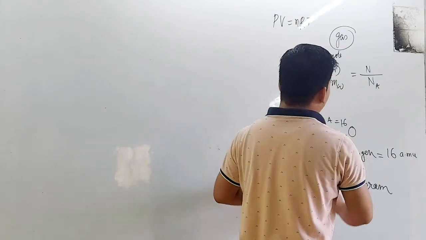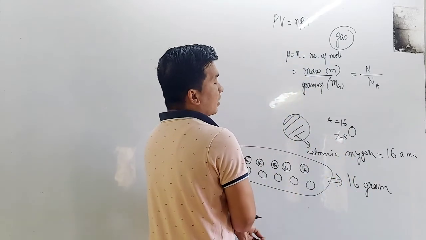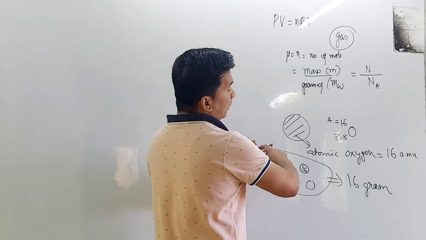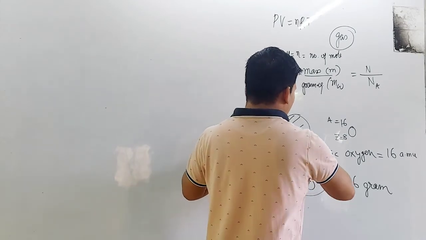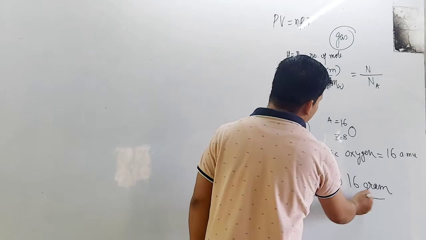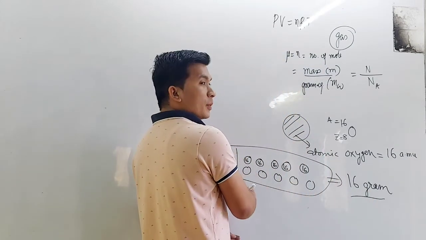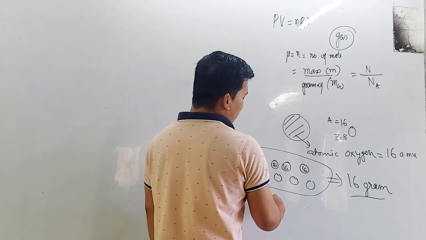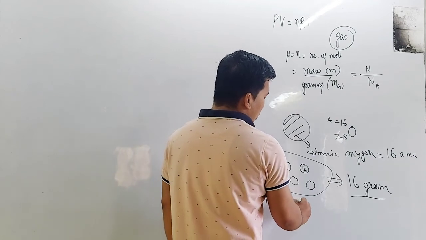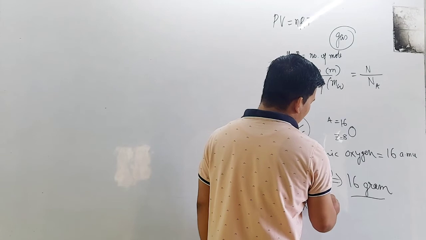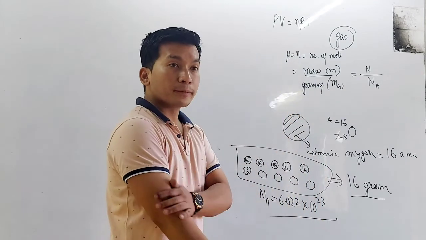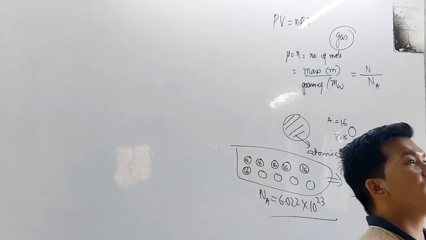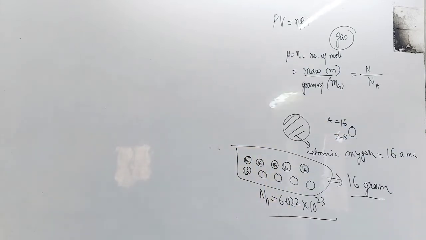When the total mass of the oxygen atoms is 16 gram, what will be the number of atoms present? The number of atoms present will be equal to Avogadro number, 6.022 × 10^23. This is the constant. The atomic mass unit is very small and cannot be measured.